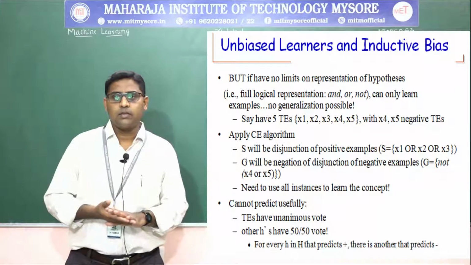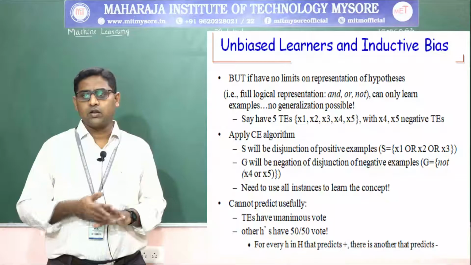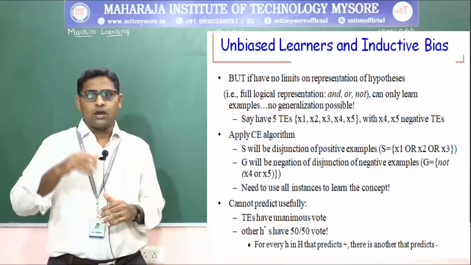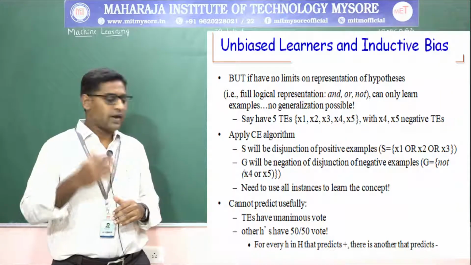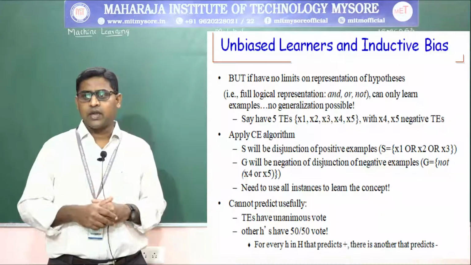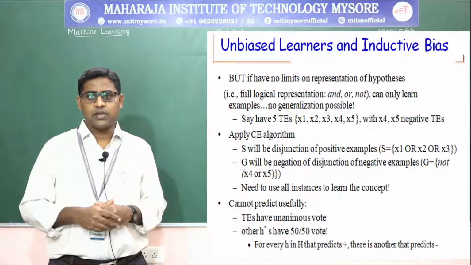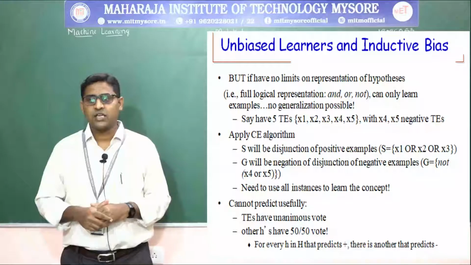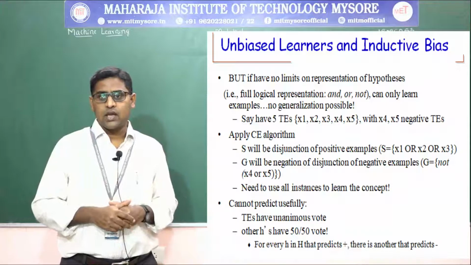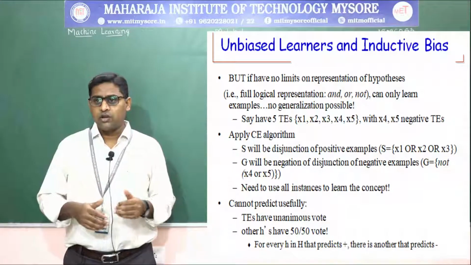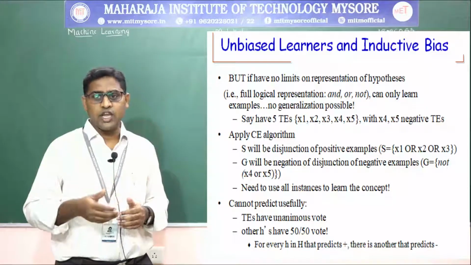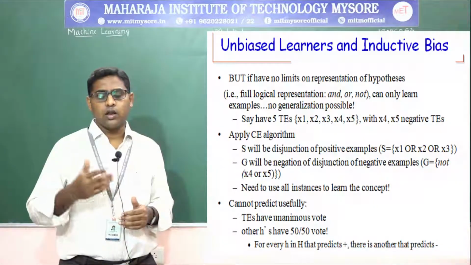Again, if we take the same with respect to the syntactical and semantical power sets, then we need to make it 5 training examples: x1, x2, x3, x4 and x5. Then x4 and x5 give negative examples, such that S will be the disjunction of positive examples and G will be the negation of the disjunction of negative examples. In S, x1 or x2 or x3 will be the disjunction of positive examples, and in G it will not be x4 or x5.